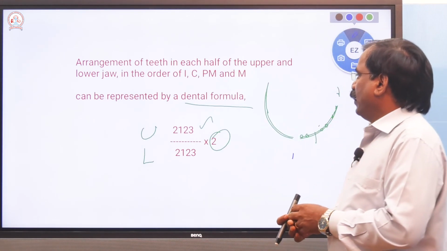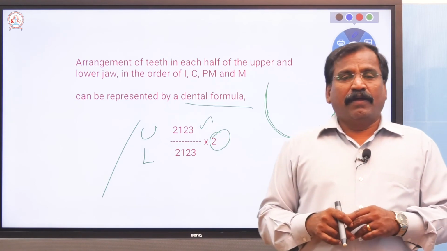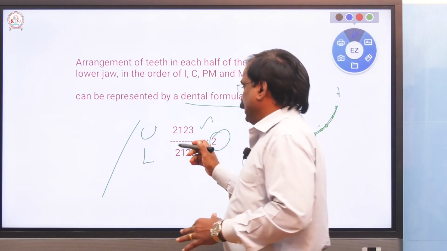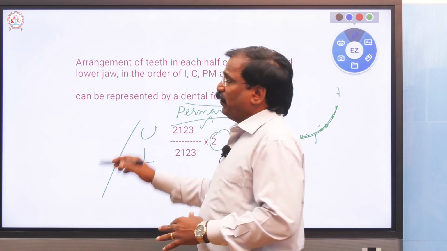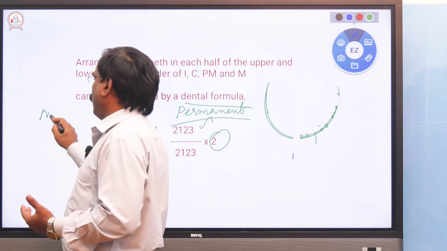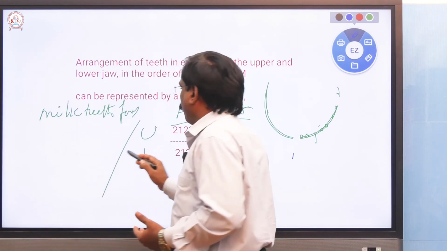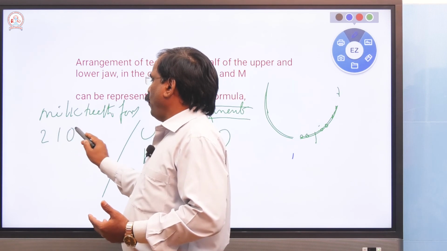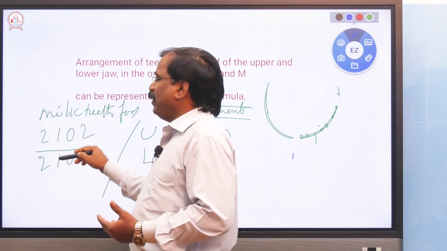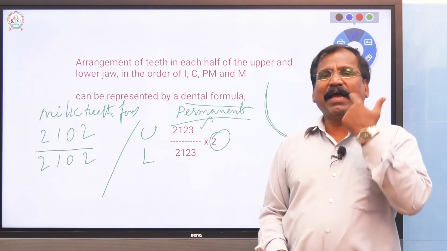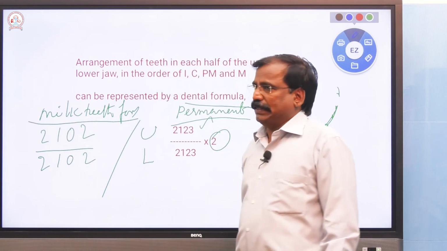ஓகே, இந்த மில்க் டீத்துக்கு ஒரு அடிஷனலாக ஒன்று கேட்பாங்க. இது டென்டல் ஃபார்முலா ஃபார் தி பர்மனன்ட் டீத். இன்னொன்று காம்படிட்டிவ் எக்ஸாம்ஸ் எல்லாம் கேட்பாங்க, வாட் இஸ் தி டென்டல் ஃபார்முலா ஃபார் மில்க் டீத் ஆர் டெசிடியூஸ் டீத். மில்க் டீத் ஃபார்முலா: 2 1 0 2, 2 by 2, 1 by 1, 0 by 0, 2. இந்த ப்ரீமோலார்ஸ் இருக்காது குழந்தைங்களுக்கு. பேக்ல 2 டீத் இருக்கும். இதுதான் டென்டல் ஃபார்முலா ஃபார் மில்க் டீத்.